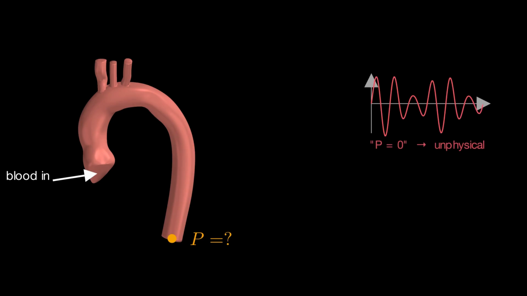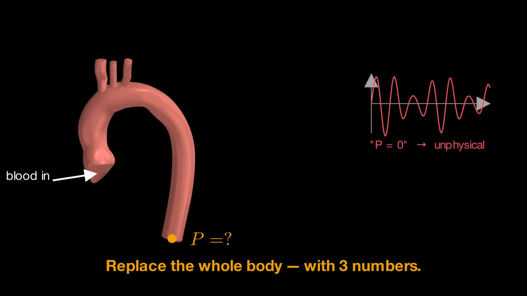A zero-pressure, traction-free outlet is the easy choice, and it's wrong. It ignores the downstream vasculature, so the branch flow split and the pressure waveform both come out unphysical. The solution is a lumped parameter model. Represent everything downstream of the outlet with 3 parameters.